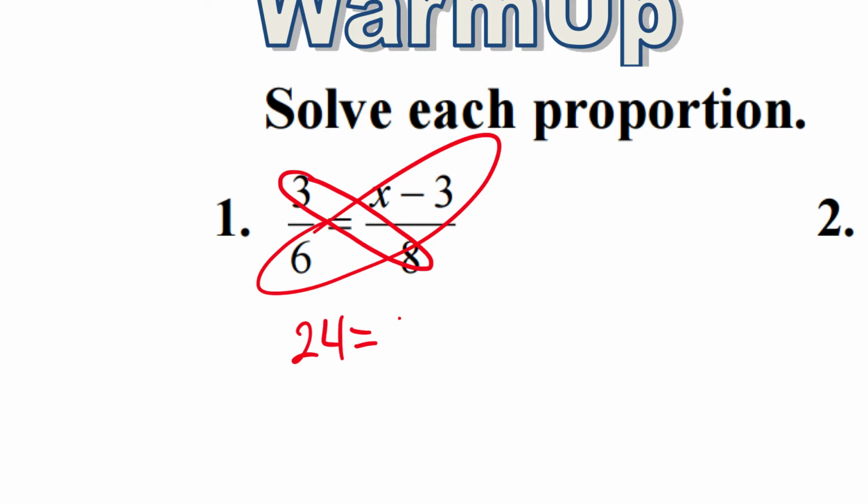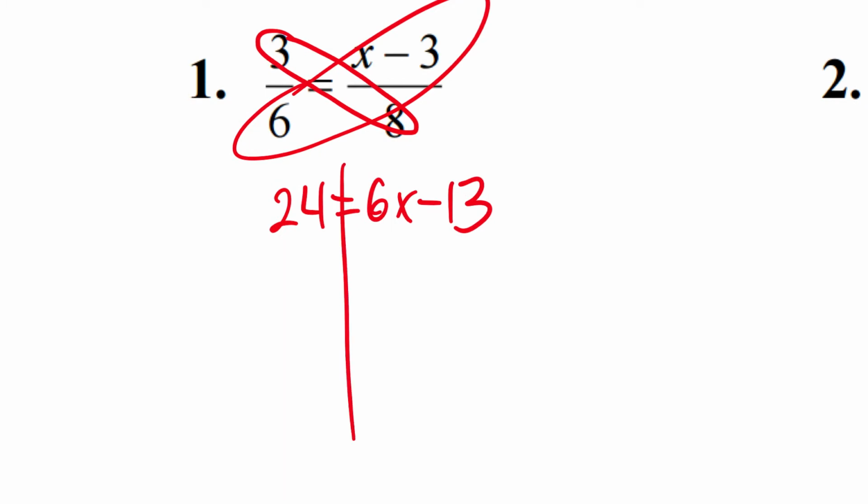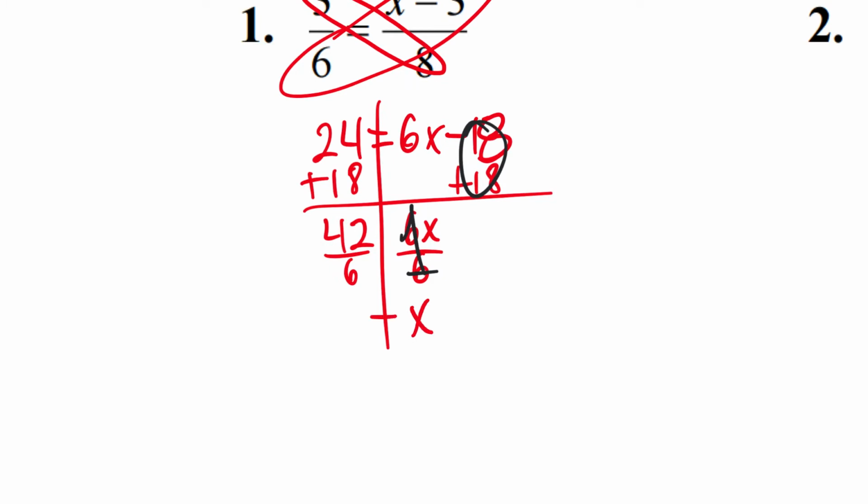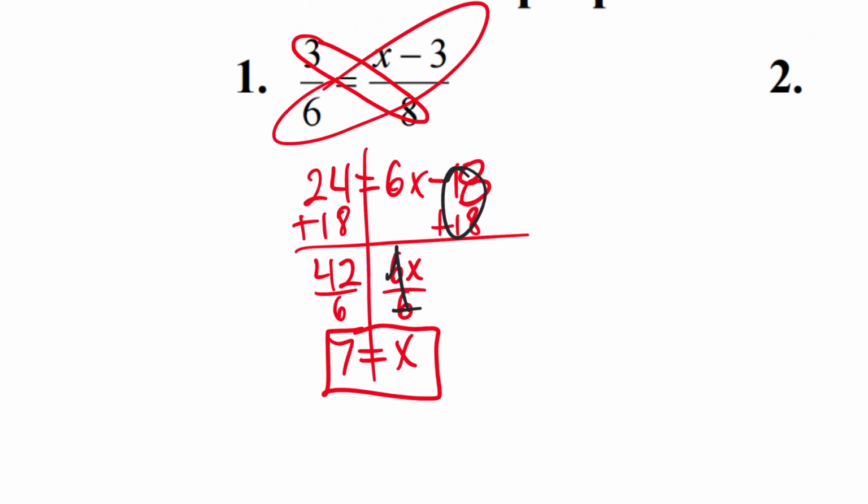Is it okay if they're flipped? Yes, it's fine. 18, not 13. Okay, then we're going to add 18 to both sides. So that zeroes out. We get 42 equals 6x. Divide by 6 on both sides. X equals 7.